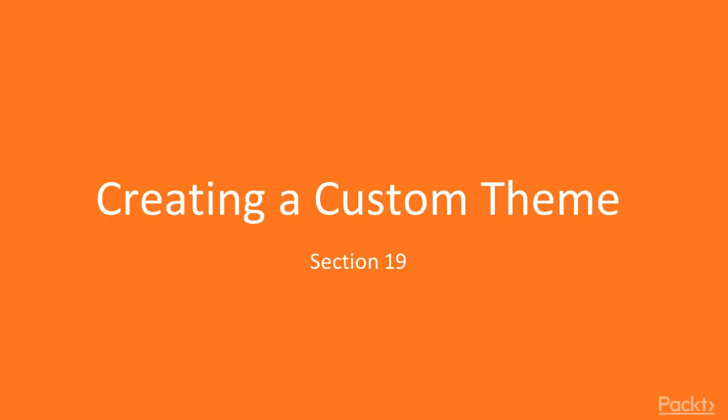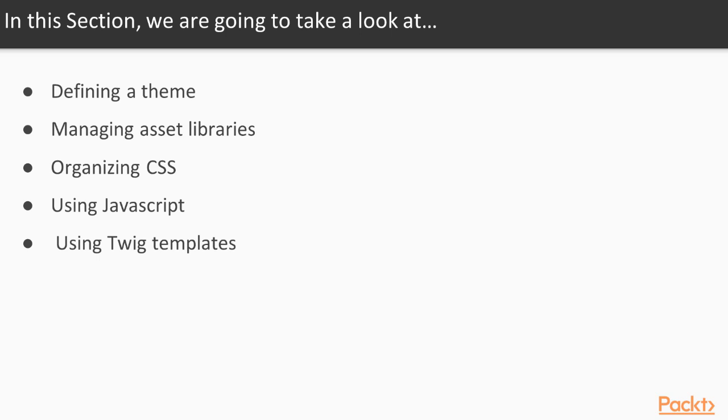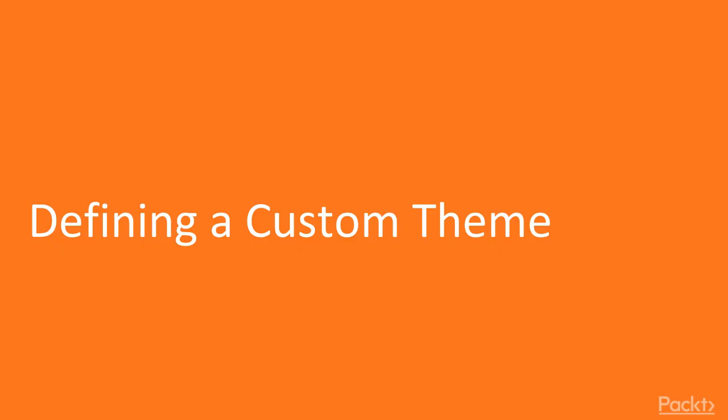In this section, we are going to learn about changing the appearance of our site by creating a custom theme. We will look at defining a theme, managing asset libraries, organizing CSS, using JavaScript, and using Twig templates. In this video, we will look at defining a custom theme.